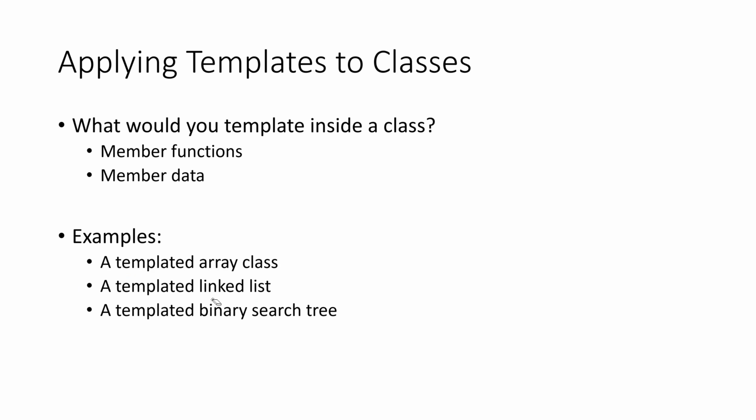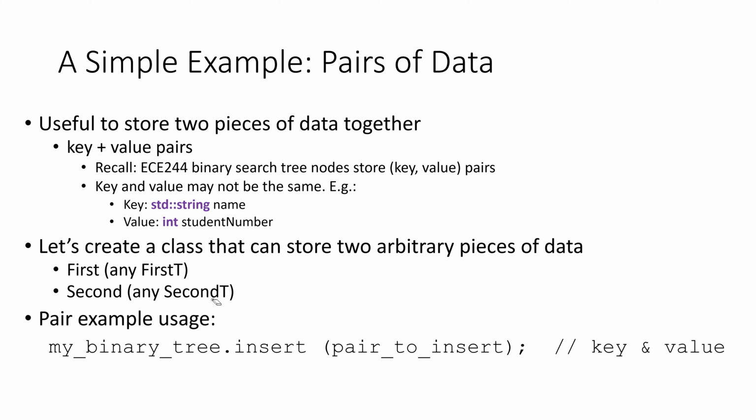And that's done for all sorts of basic data structures. Templated arrays, templated binary search trees. You also learned how to write binary search trees. They're kind of complicated. You'd rather not write one for every single thing you want to put in a binary search tree. Much better to write a template. But in order to do this, we have to template not just the functions, but also the data, like the member data.